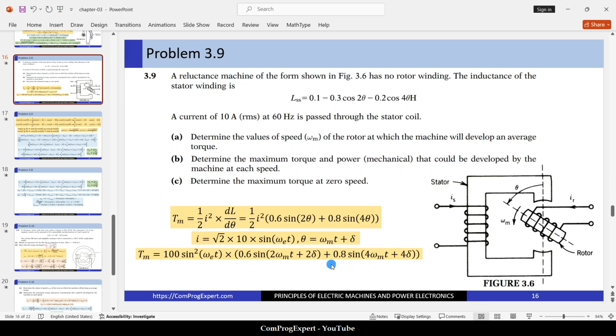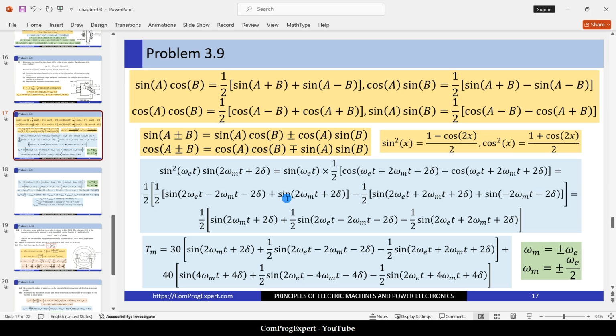But here in this case, we have two terms, 2 times omega m, and here is 4 times omega m. Finally, if you repeat the same calculations, we will have this equation for the magnetic torque. Okay, these two terms, we have six terms, right? We have this term, it has three terms, and three terms here. In total, we have six terms. So, according to this expression, for what value of omega m do we have average electric torque?